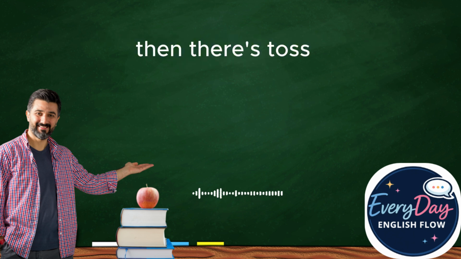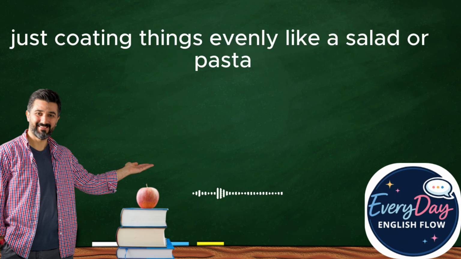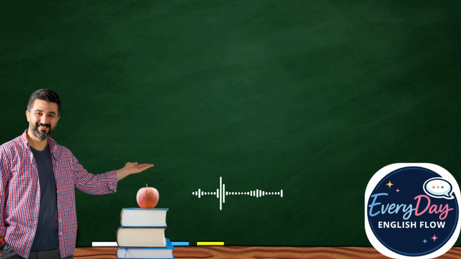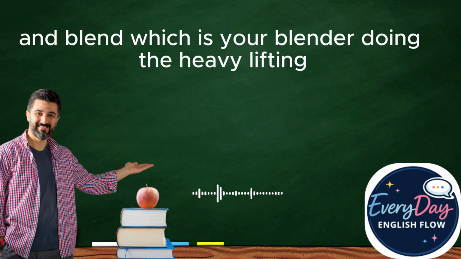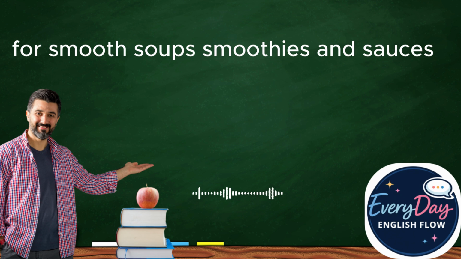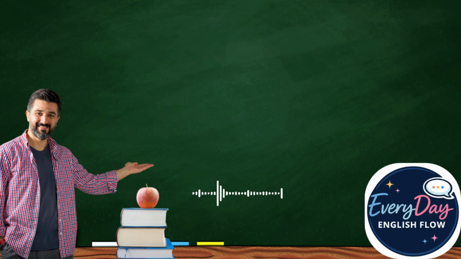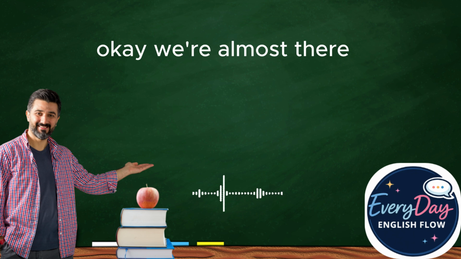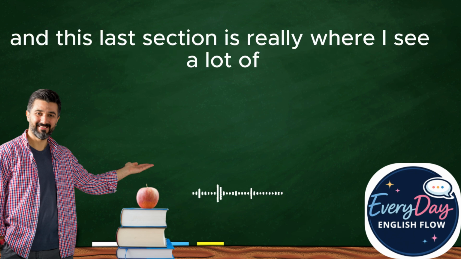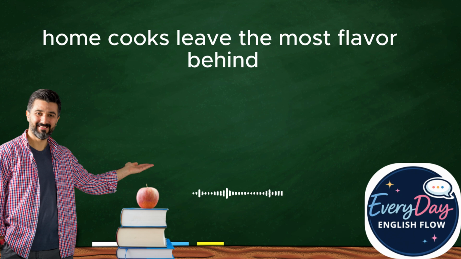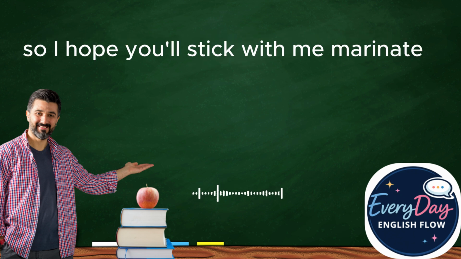Then there's toss, just coating things evenly, like a salad or pasta. And blend, which is your blender doing the heavy lifting for smooth soups, smoothies, and sauces. Simple enough, right? Okay, we're almost there. And this last section is really where I see a lot of home cooks leave the most flavor behind, so I hope you'll stick with me.